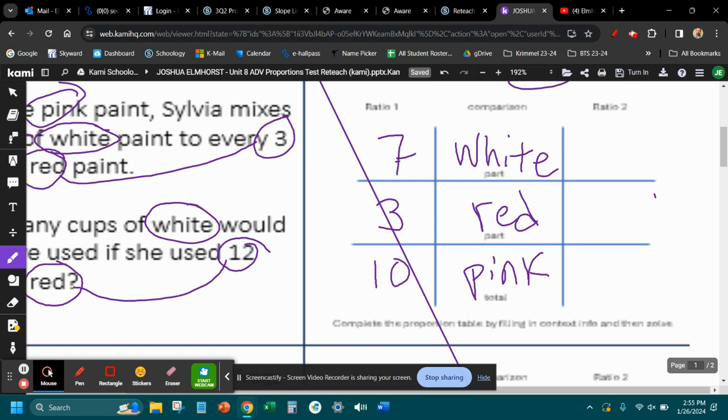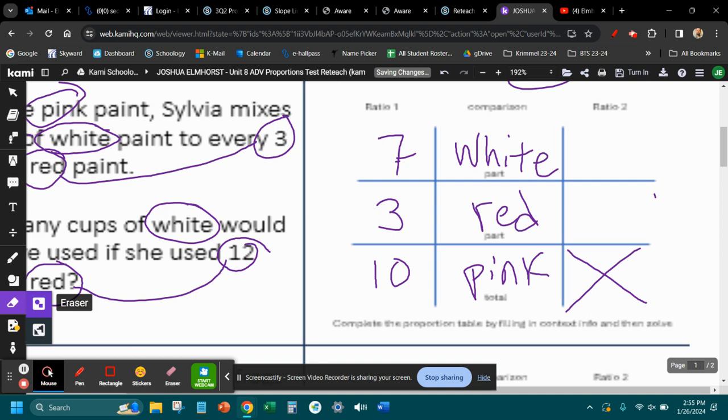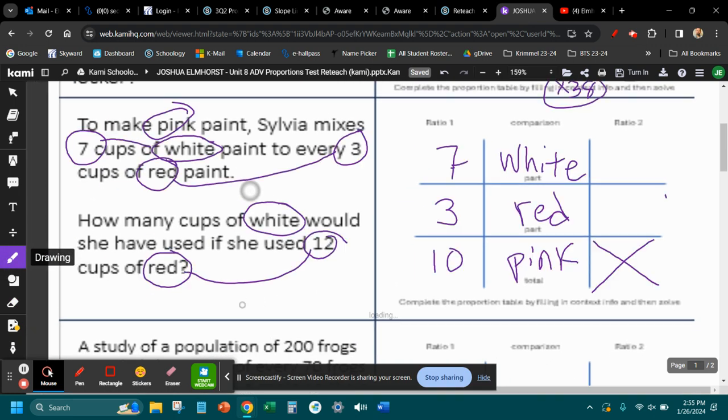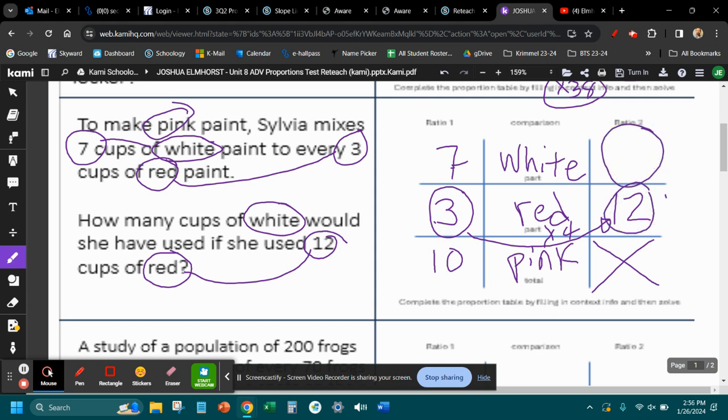Now, down below, because the question is asking about white and is talking about red, you can X out pink. That is not part of this problem. And it says 12 cups of red. So we're looking from 3 times 4 is 12, and we're looking to solve this part up here.